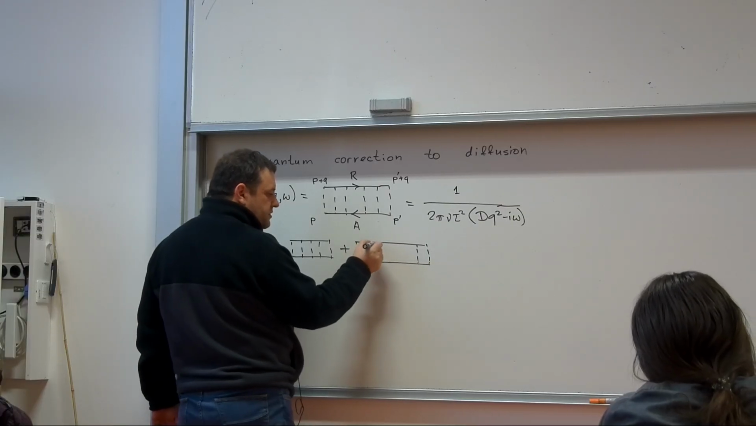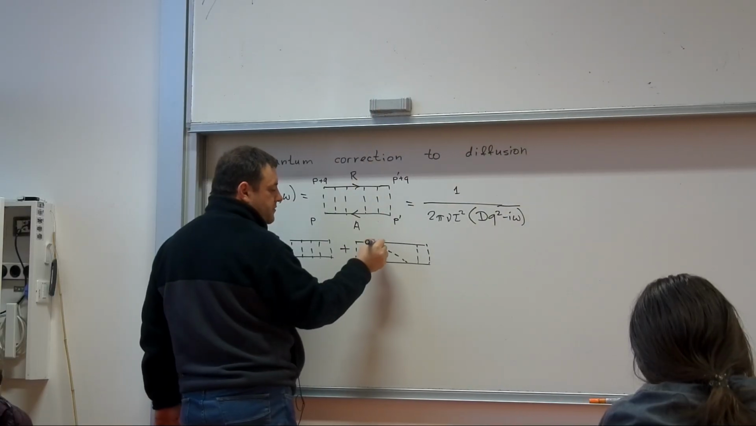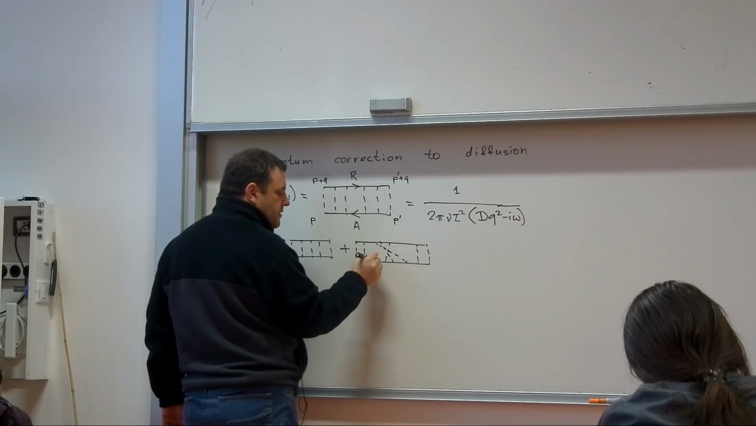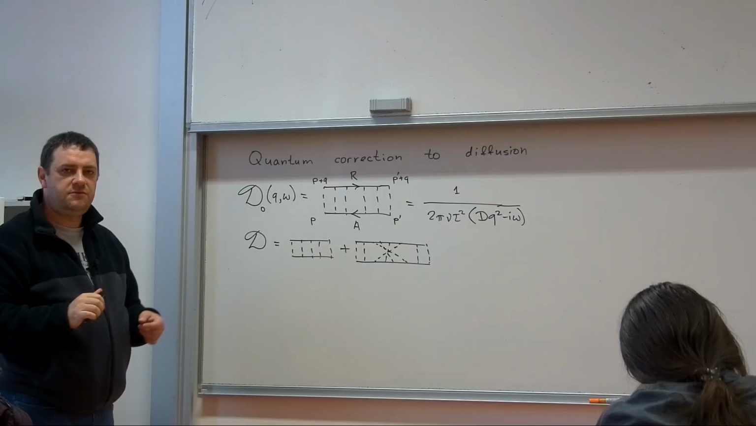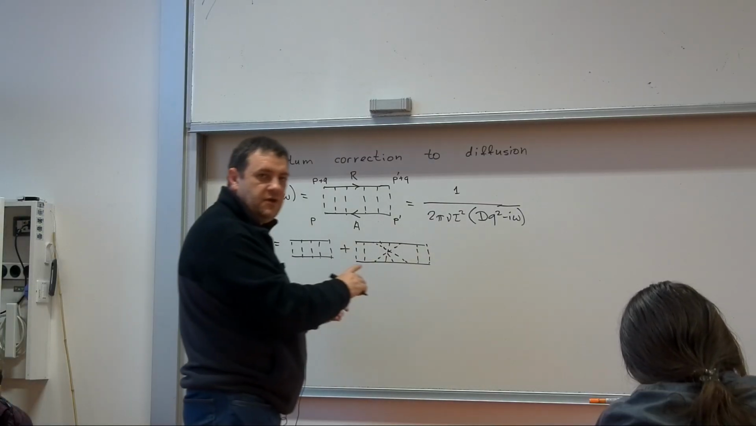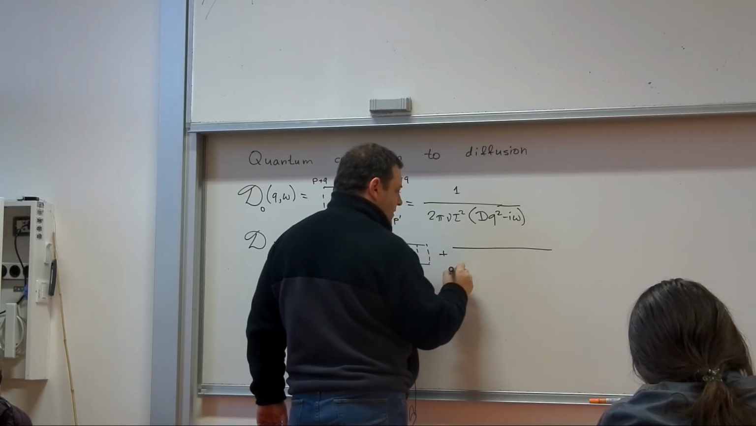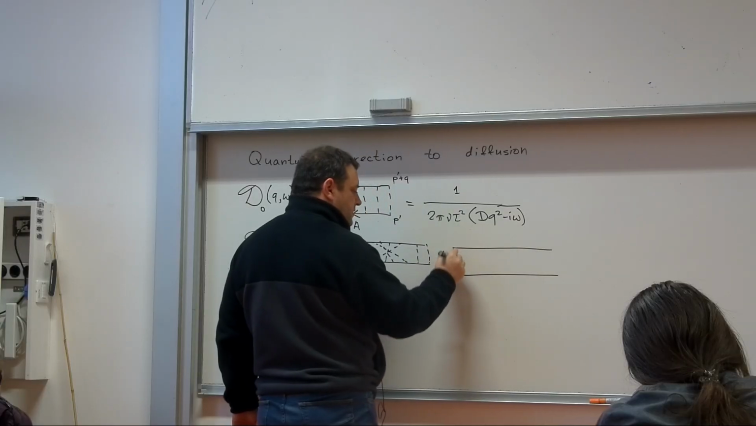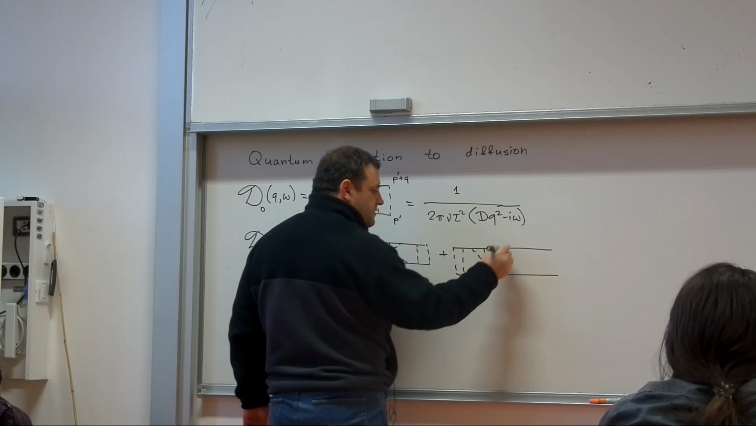So the quantum correction will be the same type of fan-shaped diagram, this cross thing inserted inside the diffuson. This is a correction. But this is not everything. We should do something more. And we should add a diagram with two such things.